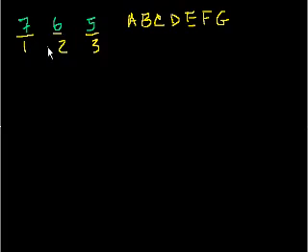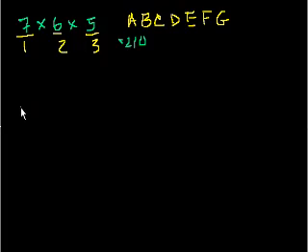So the total number of possibilities in this case is 7 times 6 times 5. And what is that? 6 times 5 is 30. 30 times 7 equals 210. There's 210 possibilities. That's a lot of possibilities. Let's do a slightly smaller example.